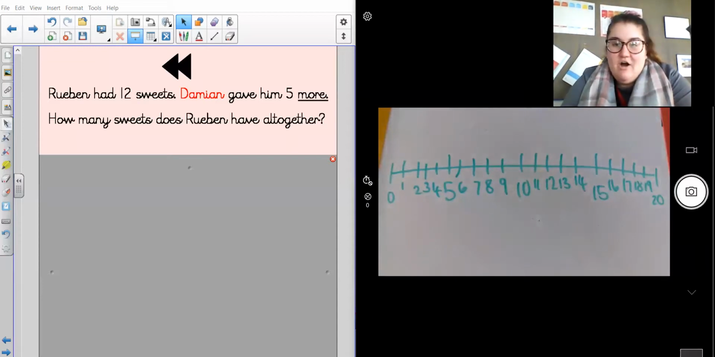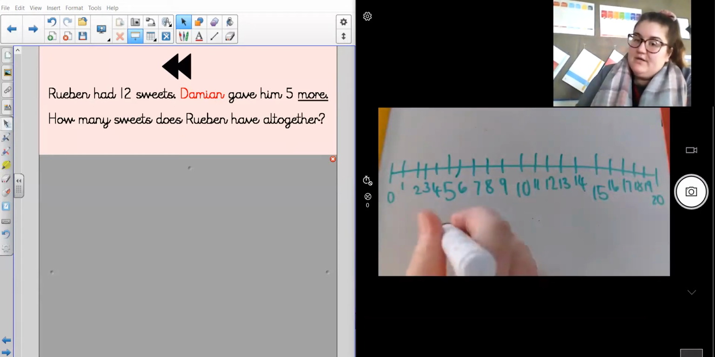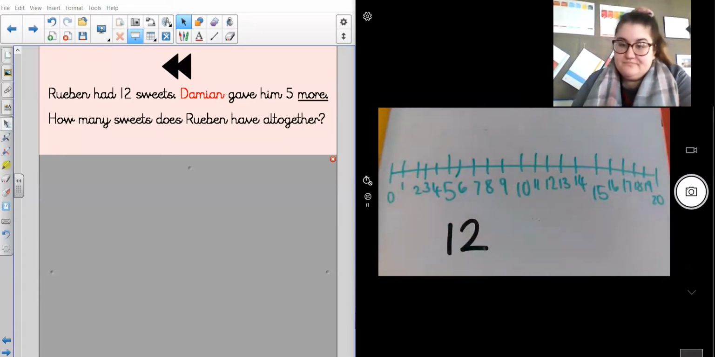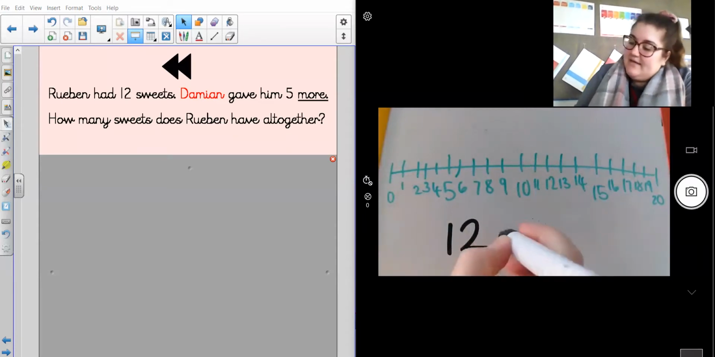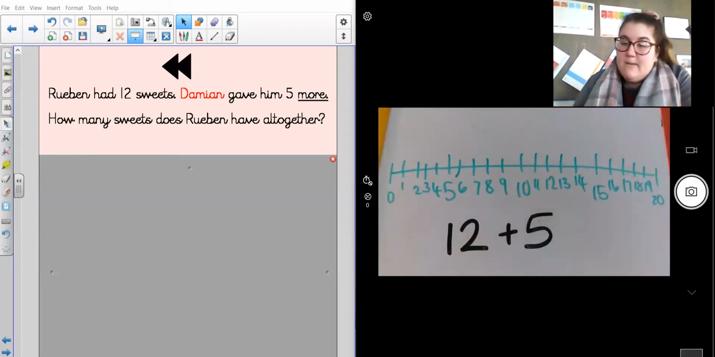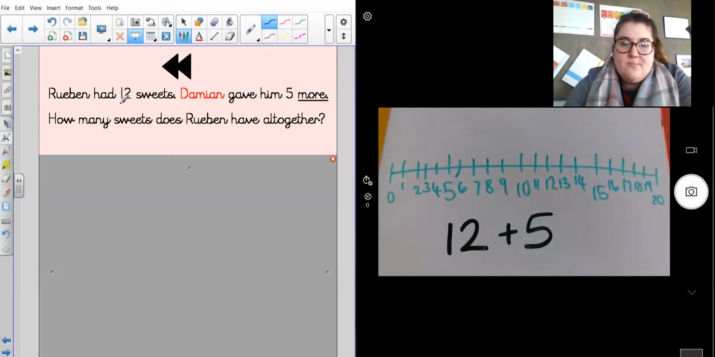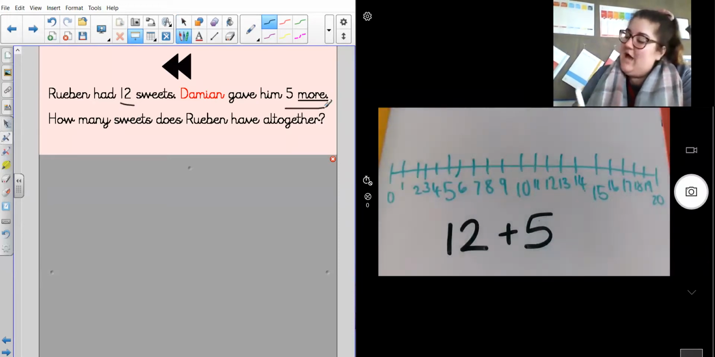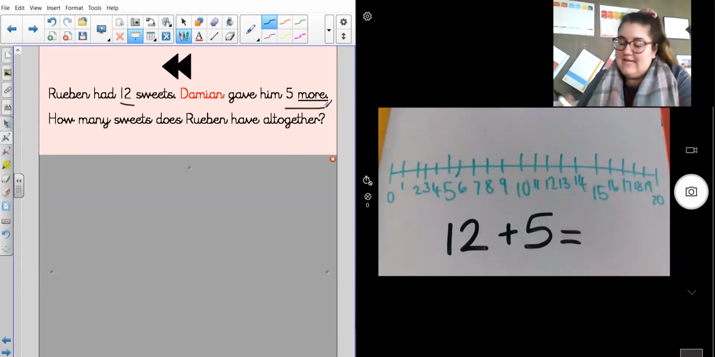So let's kick off with a rewind, okay? So my problem is Ruben had 12 sweets. Damien gave him 5 more, okay? So Ruben had 12 and Damien gave him 5 more. So I've picked out the important bits of information. Okay, Ruben had 12, Damien gave him 5 more. How many sweets were there altogether?